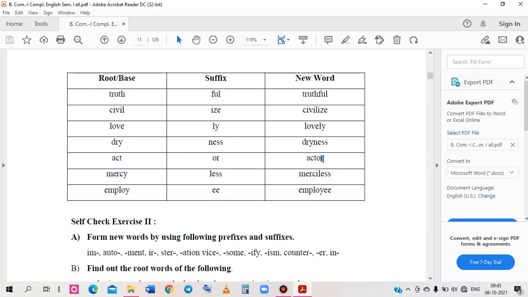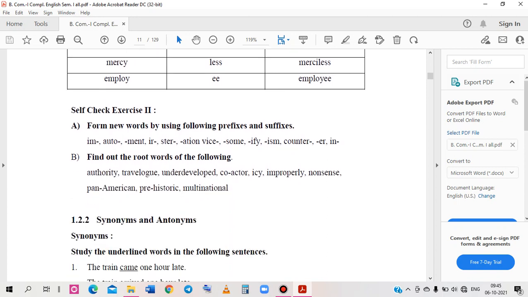Now actor is a noun and act is a verb. Now it changes its class. Hence it is called open word classes. Mercy, merciless, employ, employee. Now you can form new words by using these prefixes and suffixes.